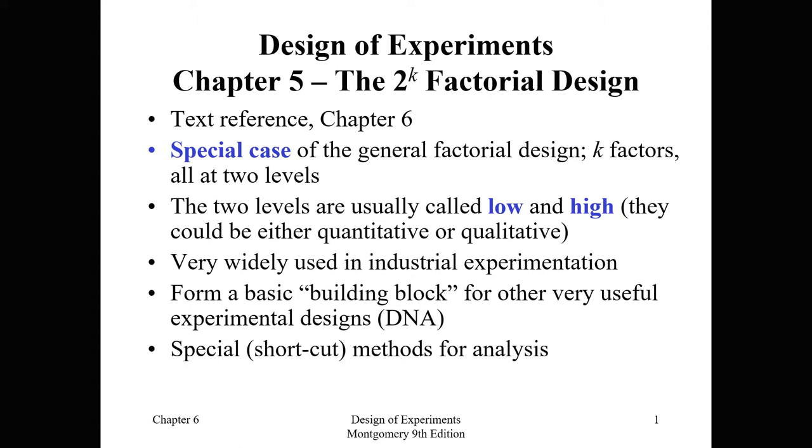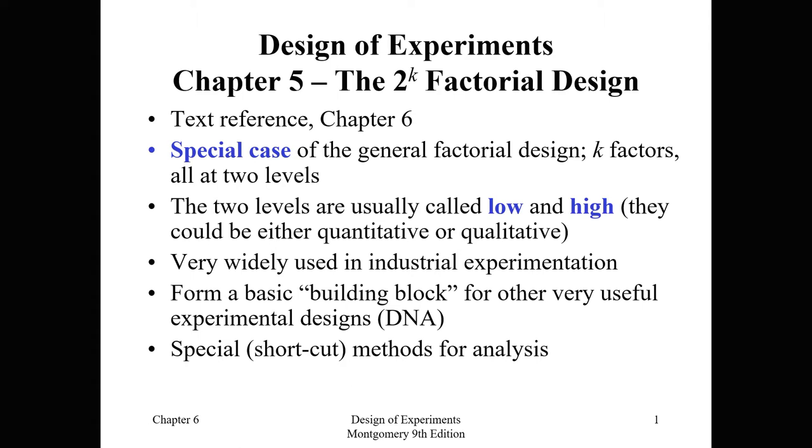Now in the 2^K design, the K represents the number of factors. Think about it like the one-way ANOVA was one factor, the two-way ANOVA was two factors. K is the number of independent variables we care about, and they are all at two levels. So the total number of treatment combinations is 2 to the K, thus the 2^K factorial design.